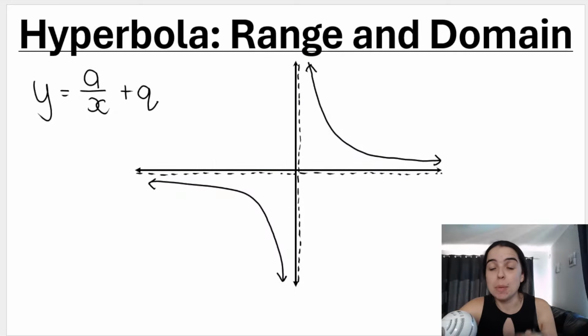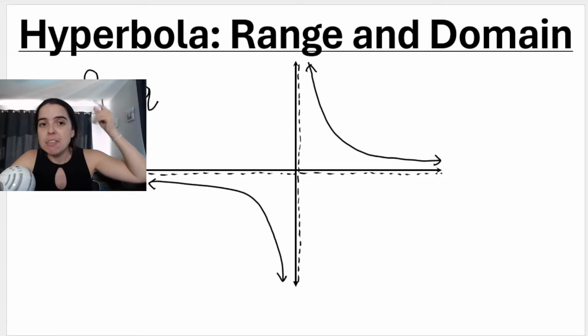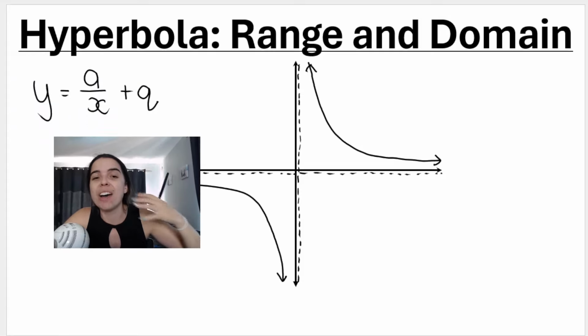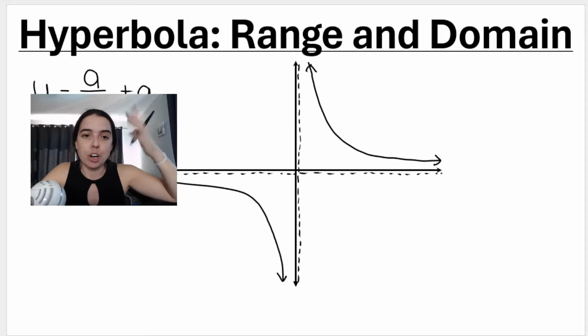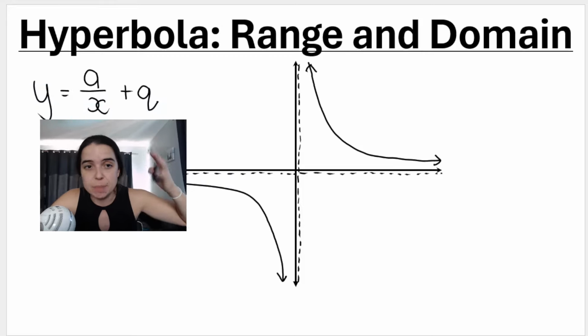Taking a look at the hyperbola before we get into the domain and range, I just want to quickly remind you of something: the asymptotes, which very much affect the range and the domain. If you look at the general equation for a hyperbola, remember, they might replace the a and the q with other letters, but essentially these variables mean the same thing. It doesn't matter if it's an a or a q or a k.